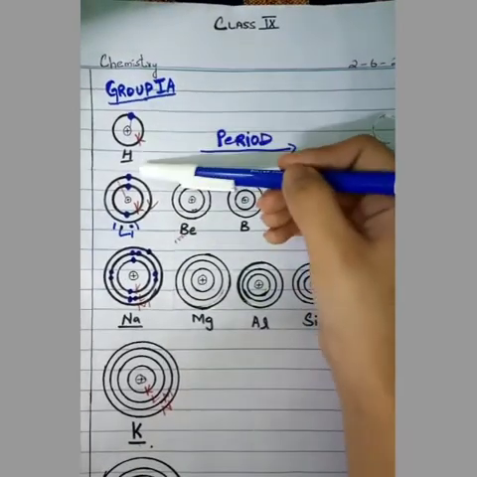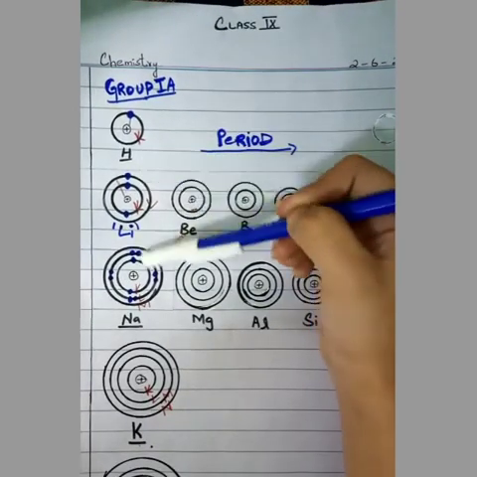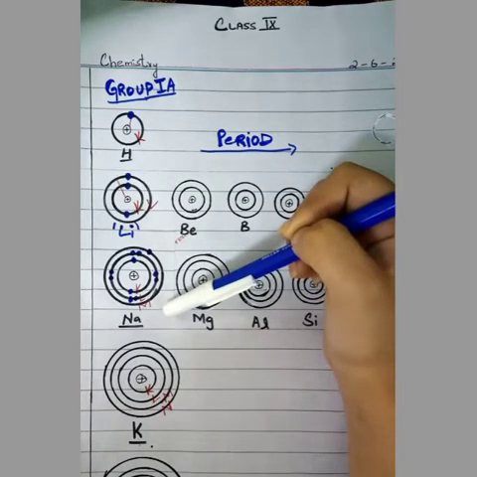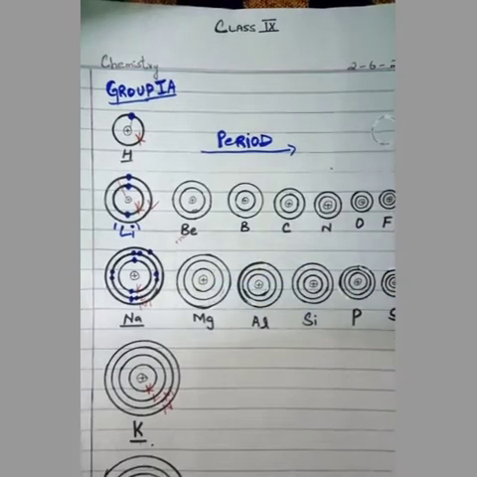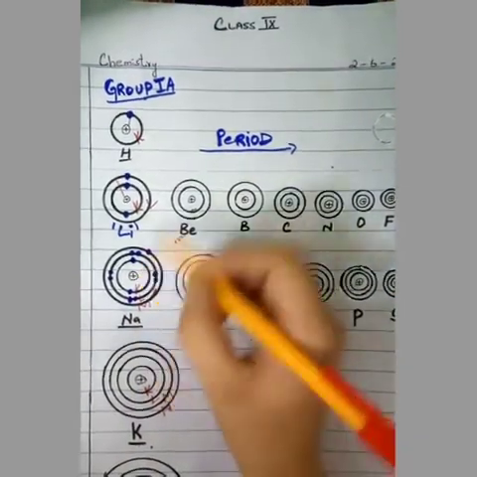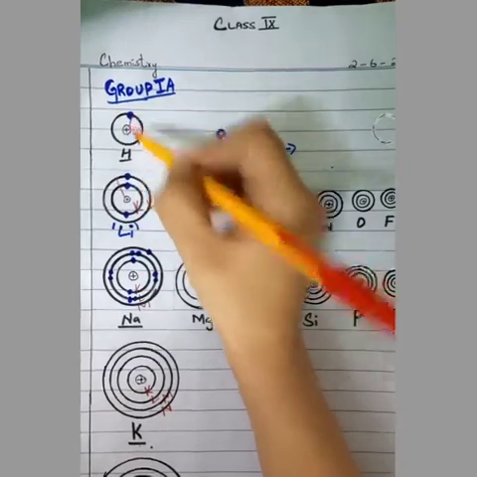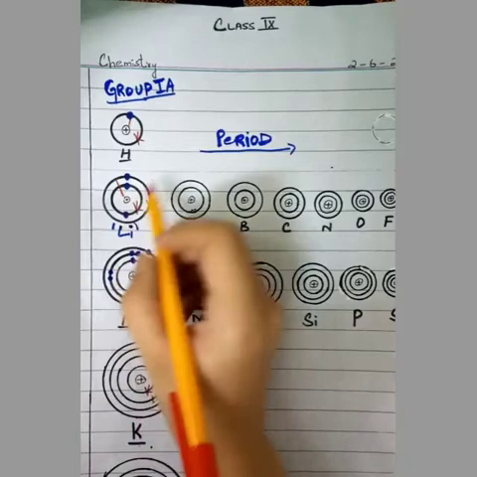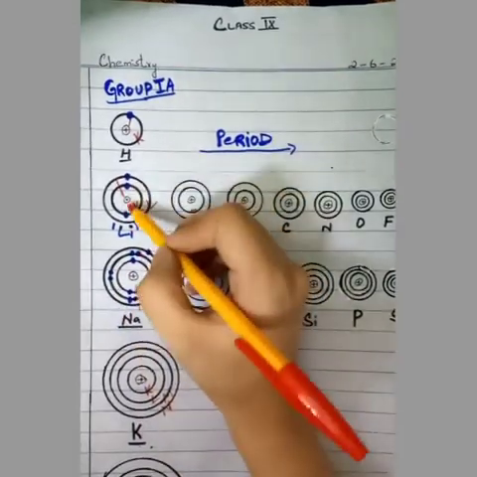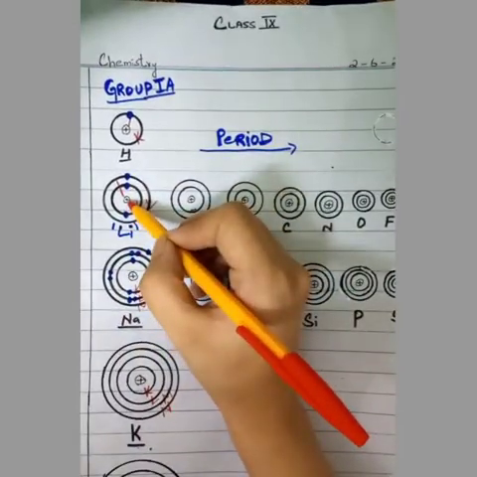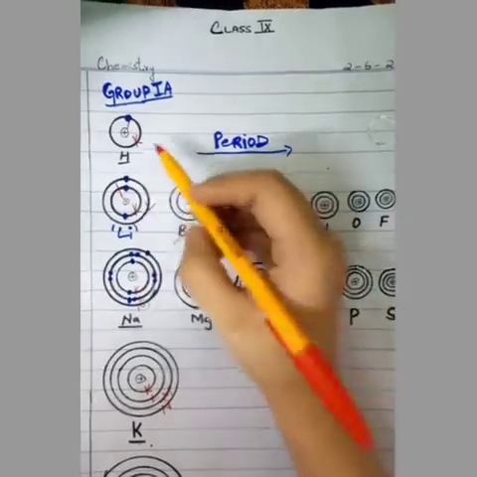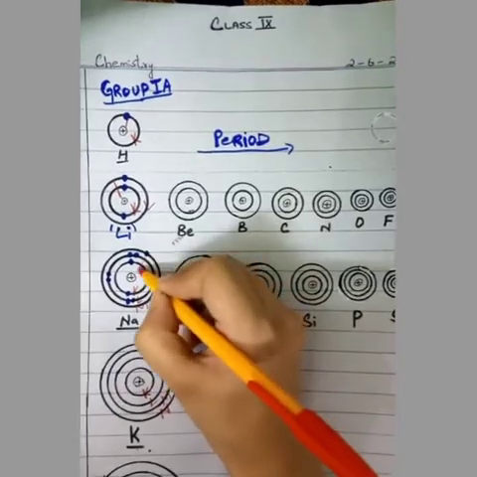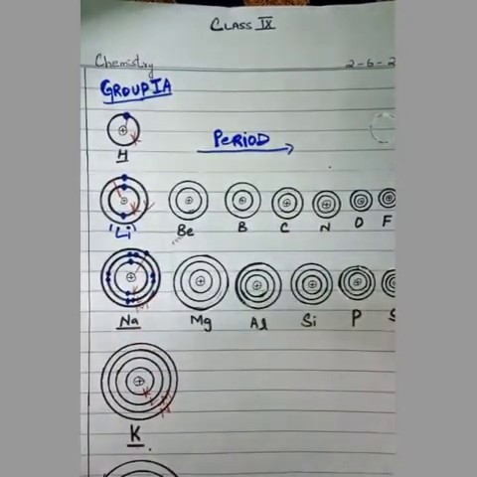So as we move down, the number of shells is increasing because of the increase in atomic number. As atomic number is increased, the number of shells increases. When the number of shells increases, the radius is increased. You can see here the atomic radius of the atom is increasing. Atomic radius is the distance between the nucleus and the valence shell. So when shells are added, the distance between the nucleus and the valence shell is also increased, right?